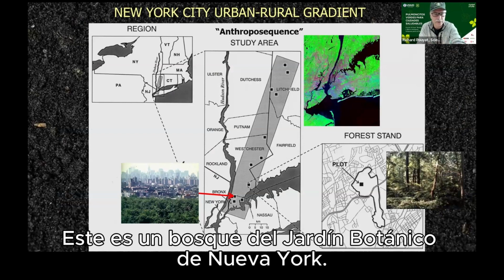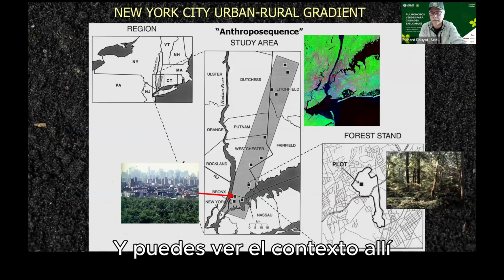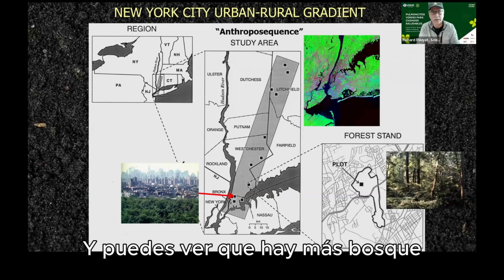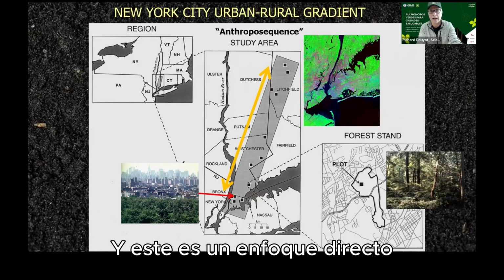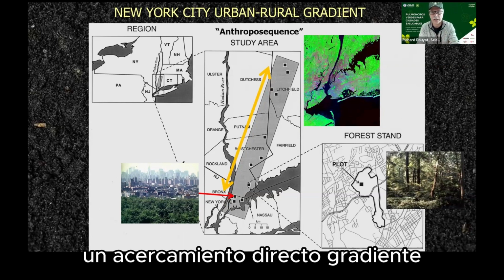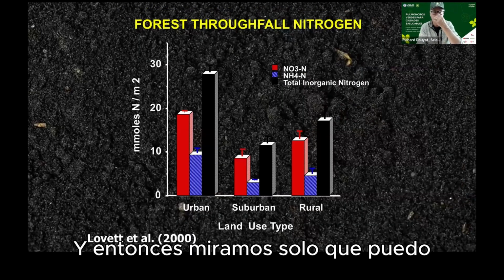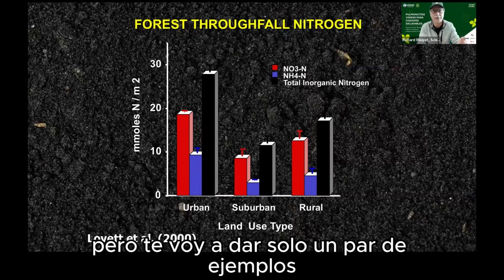Whether it was, this is the New York Botanical Garden forest, the lower left, that was one of my sites. And you can see the context there versus a rural forest out in Connecticut. And you can see that there's just more forest. And so we can look at this as an urban-rural gradient. Now, this is a direct gradient approach. I use distance as a surrogate for urban. I could show you data for days on this, but I'm just going to give you a couple examples.